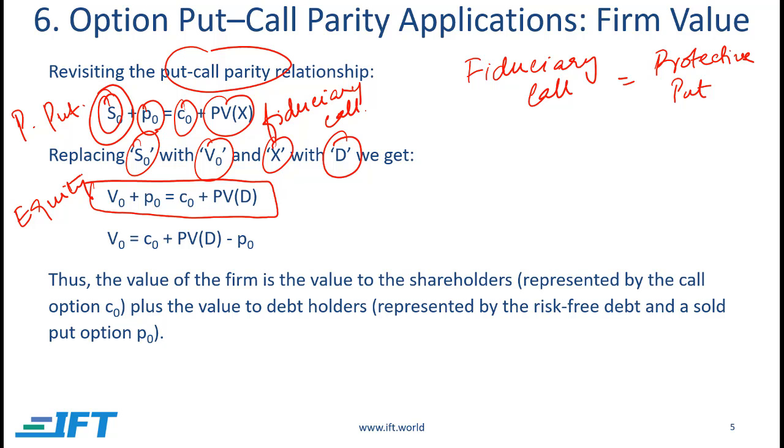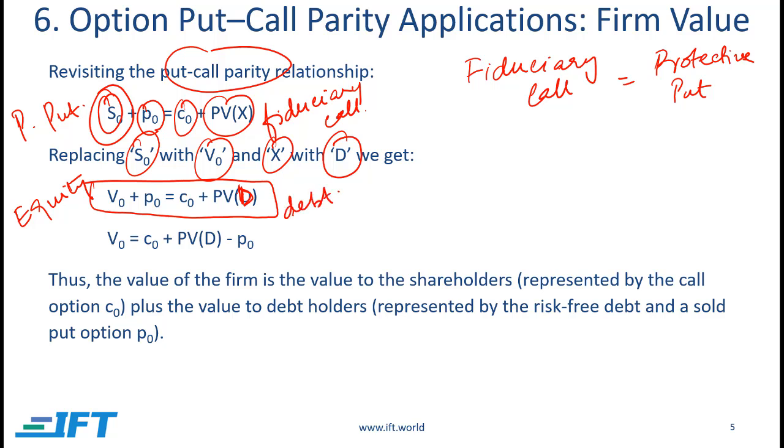And on the other side, we've got the debt side of things, where we've got the risk-free asset with a strike price of D, with a face value of D, and a short position in a put option or a long position in a call option. So this is the debt side of things.